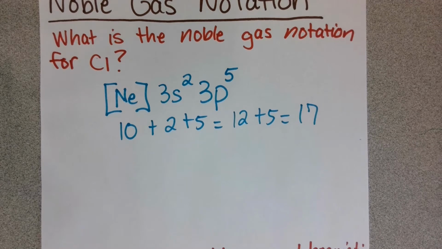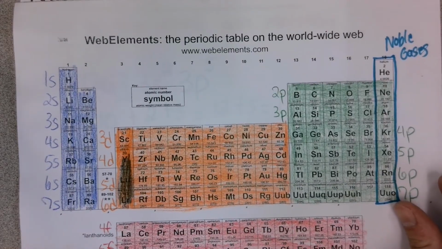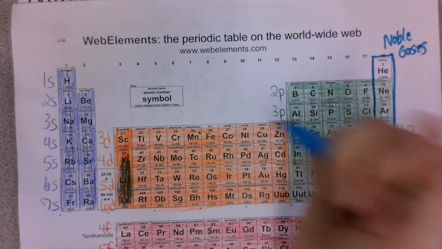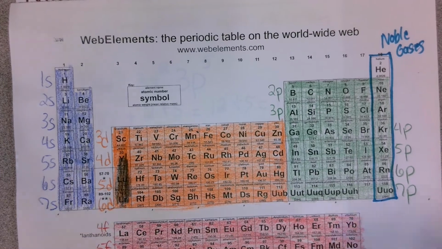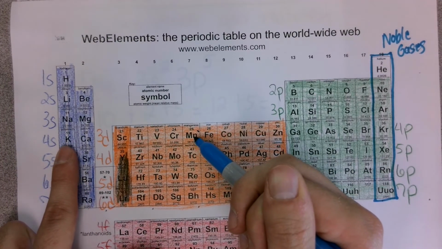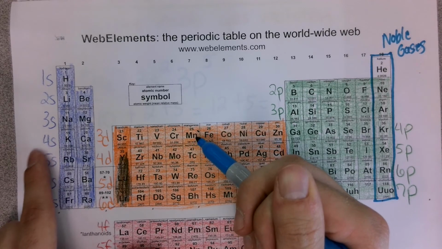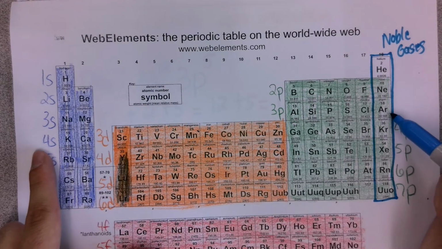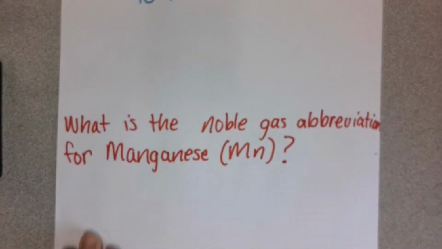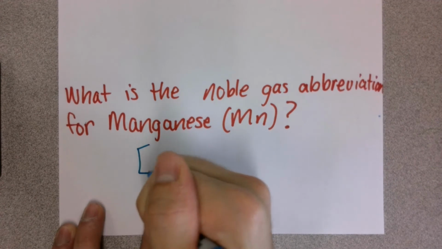Alright, so it says, what is the noble gas abbreviation for manganese? Manganese is Mn. So we're going to look up Mn on the periodic table. It might take you a second to find it, but it's right here. It's number 25. If Mn is right here, it is on the 4th row, so we're going to look at the row before it. The noble gas that comes on the row before it is actually Ar. So we're going to put Ar in braces like so.